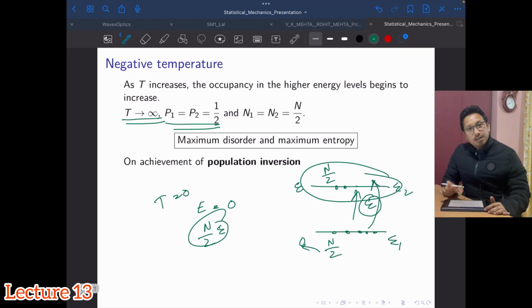I think it's one of the beautiful concepts, where in a very funny way you can say that negative temperature is actually hotter than the positive temperature. Okay, we shall stop at this point.